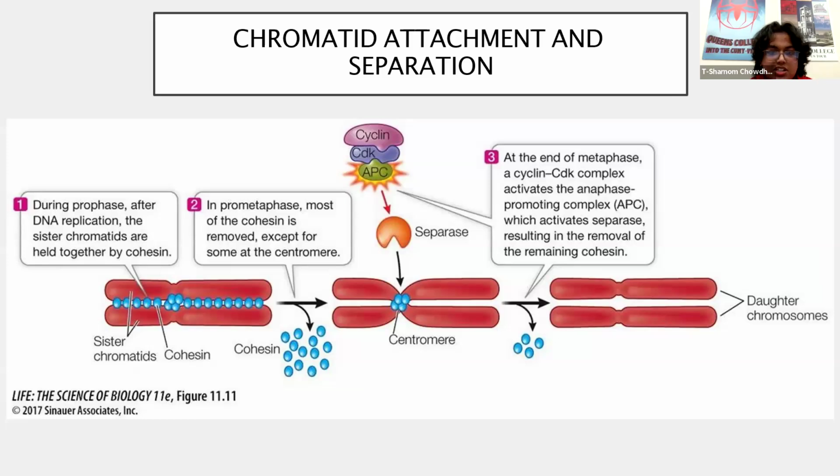So how do these cells actually separate? During prophase, the sister chromatids are held together by a molecule known as cohesin. In prometaphase, most of the cohesin is removed except for some at the centromere, as you see here, and that's what helps create that X shape. At the end of metaphase, when we're going into anaphase, a cyclin CDK complex activates an anaphase promoting complex, or APC. That APC then activates separase, another enzyme. That separase eventually removes the remaining cohesin at the centromere, which allows the daughter chromosomes to actually separate during anaphase.